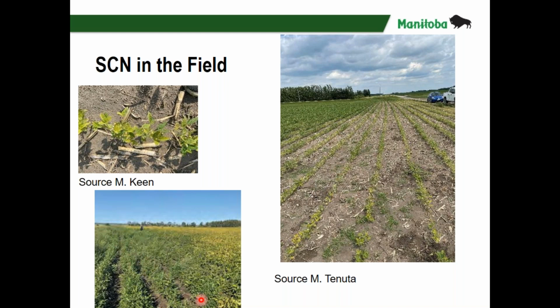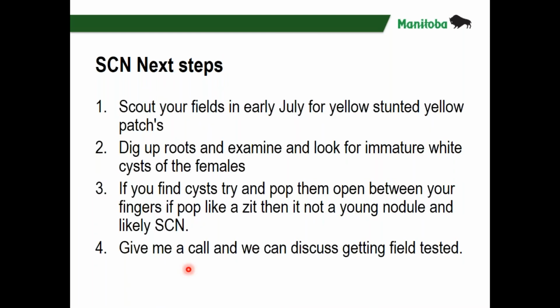But you can see here that the stress the crop was under really set it back, and everything kind of grew back, but there were no pods in it. So there really wasn't anything to work with there. So what are our next steps?